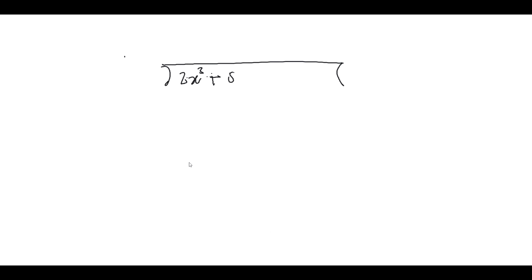Okay, let's retry that. 2x squared plus 5x squared minus 4x minus 5. And our divisor is 2x plus 1. Why don't you try doing this? The goal is to find the quotient and to find the remainder. There's no tricks here. There's no missing x's. We're just trying to find the quotient and we'll find the remainder.